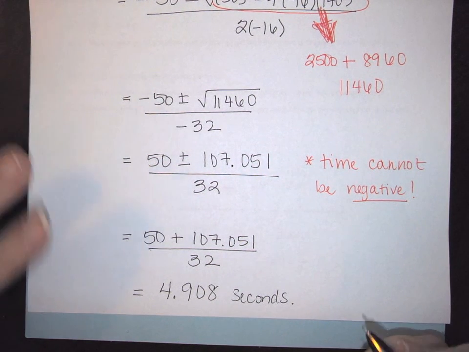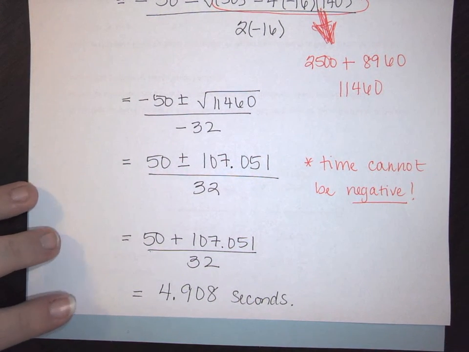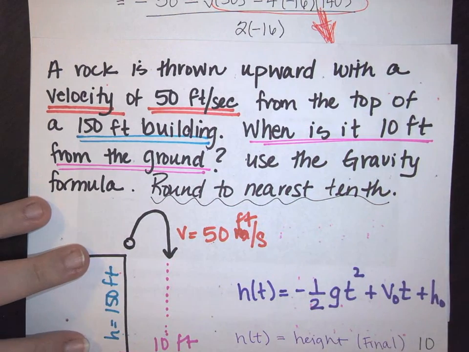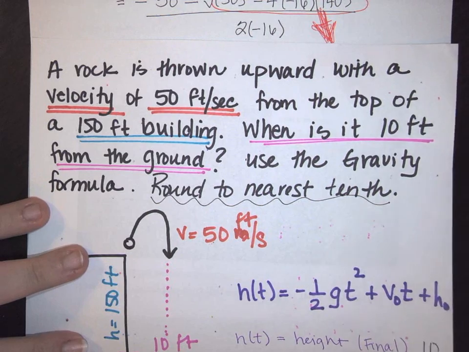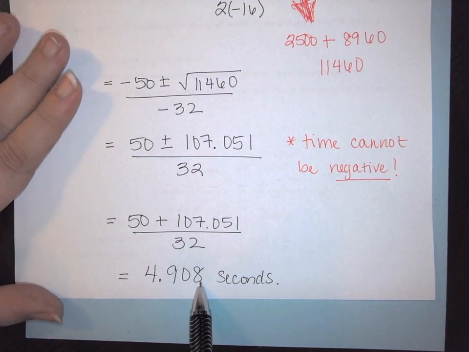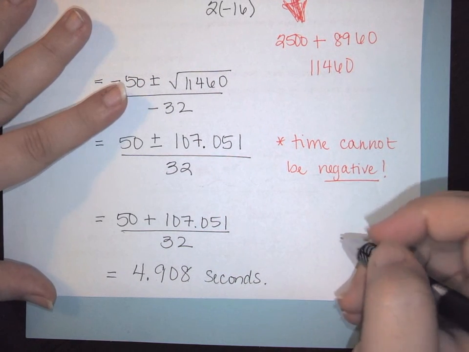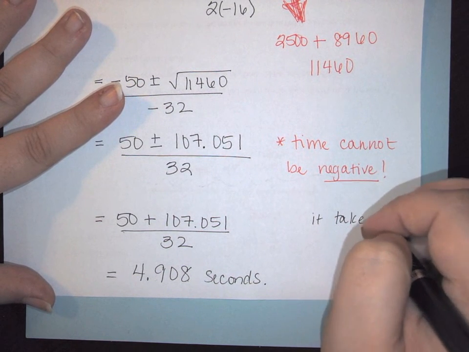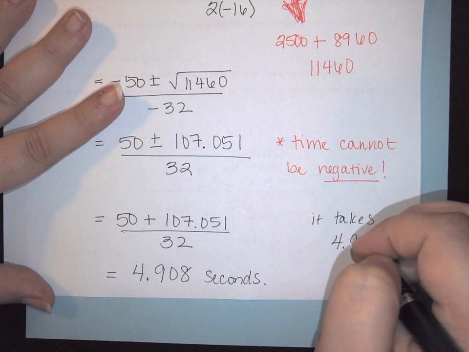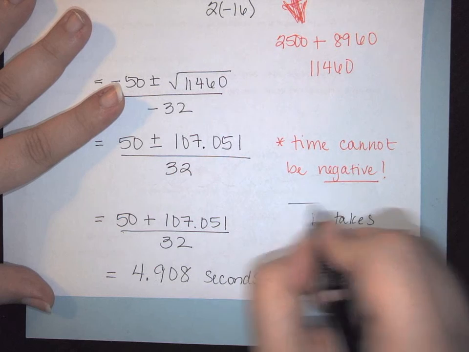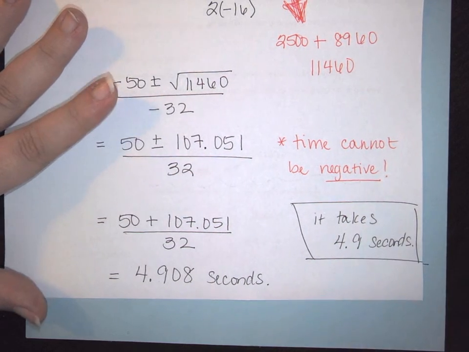seconds. Now, once you get down to the end, this is where you always want to go back to your problem and look at how you were supposed to round. In this case, we wanted to round to the nearest tenth. So we would take this value and round it. Therefore, we would state that it takes 4.9 seconds. And this is the answer to what we were looking for.